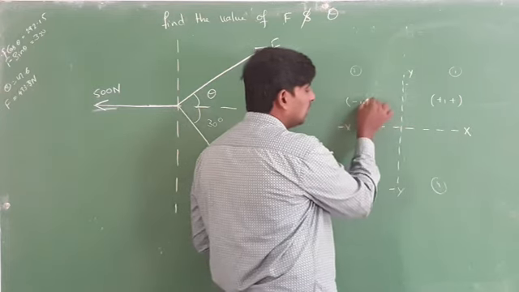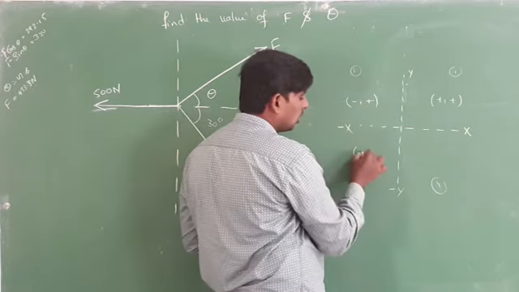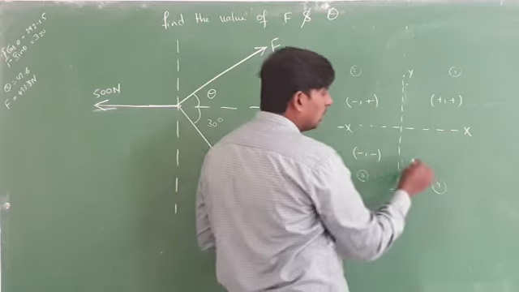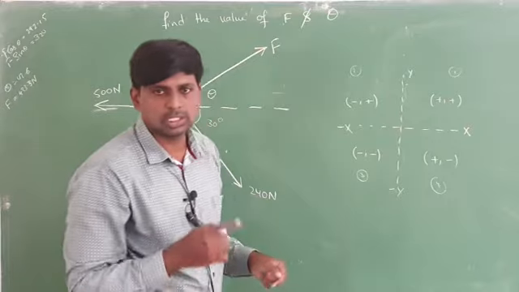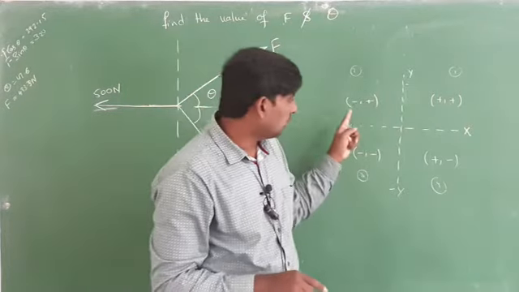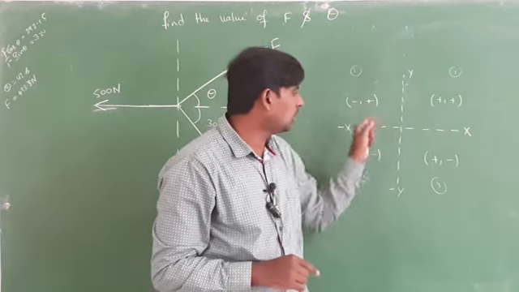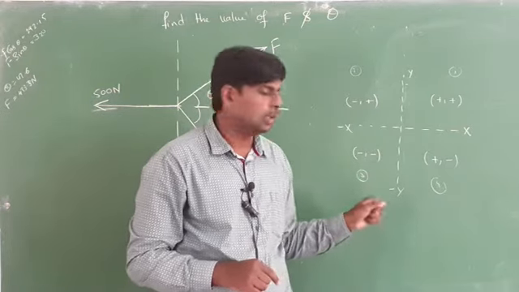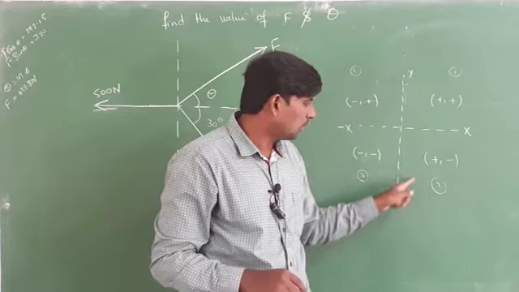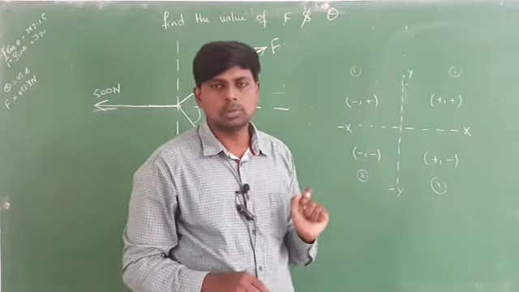In the second quadrant, x is negative and y is positive. In the third quadrant, x and y are both negative. In the fourth quadrant, x is positive and y is negative. You have to remember this one.